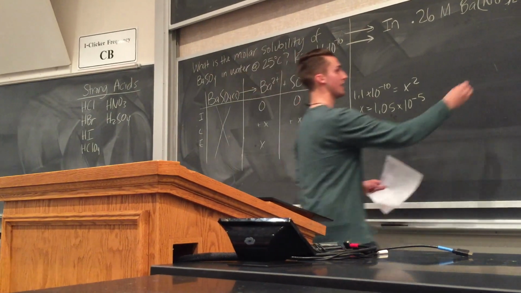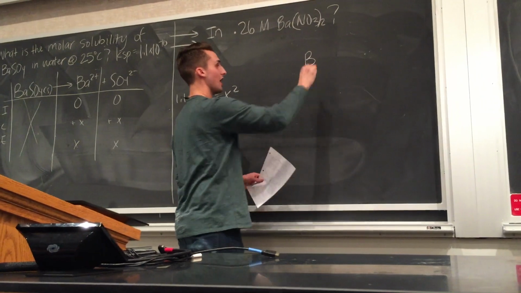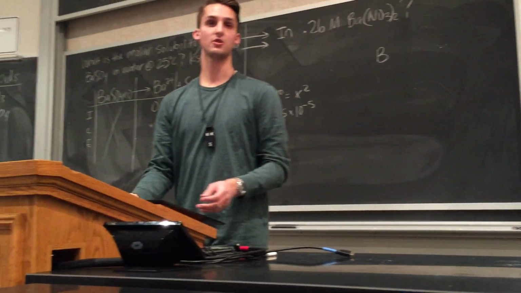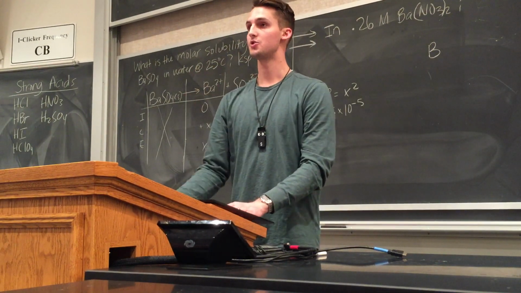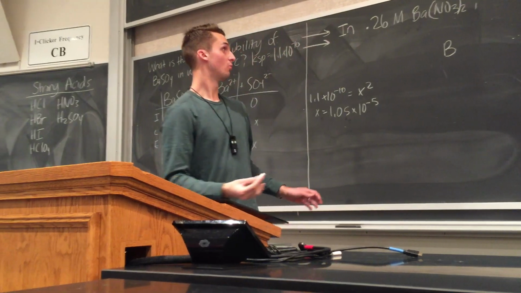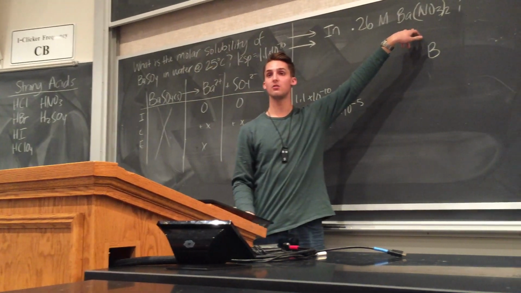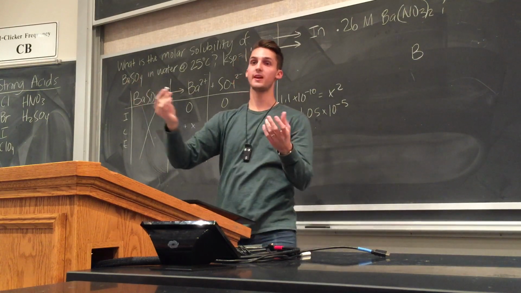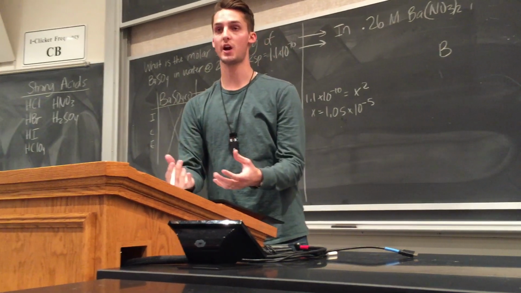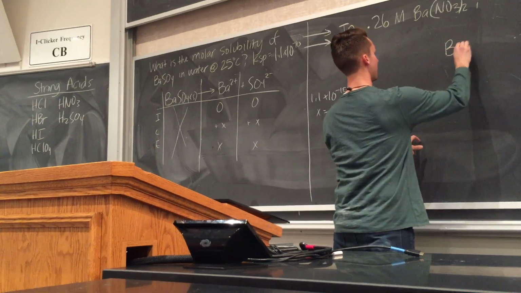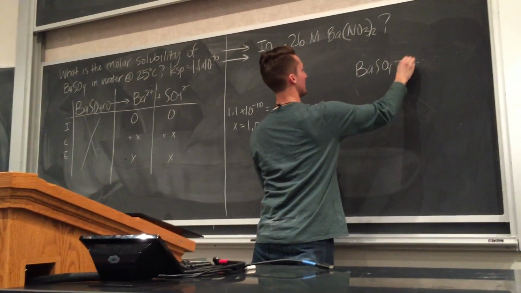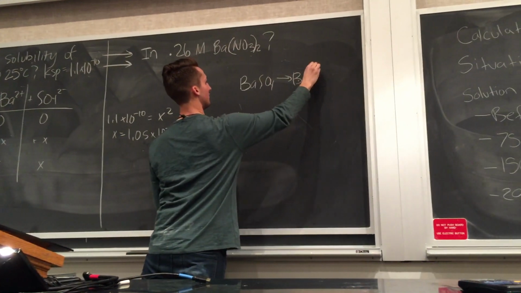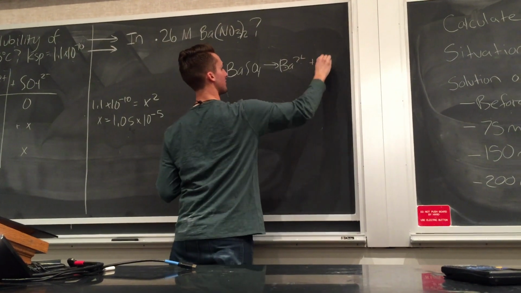So let's go ahead and set it up. Now, a lot of people asked, especially today during the exam example sheet, do I use barium nitrate now, or do I still use barium sulfate? Barium sulfate is our solid. That's what we're still trying to find. So I have BaSO4. It's going to break into Ba2+ and SO4 2-.